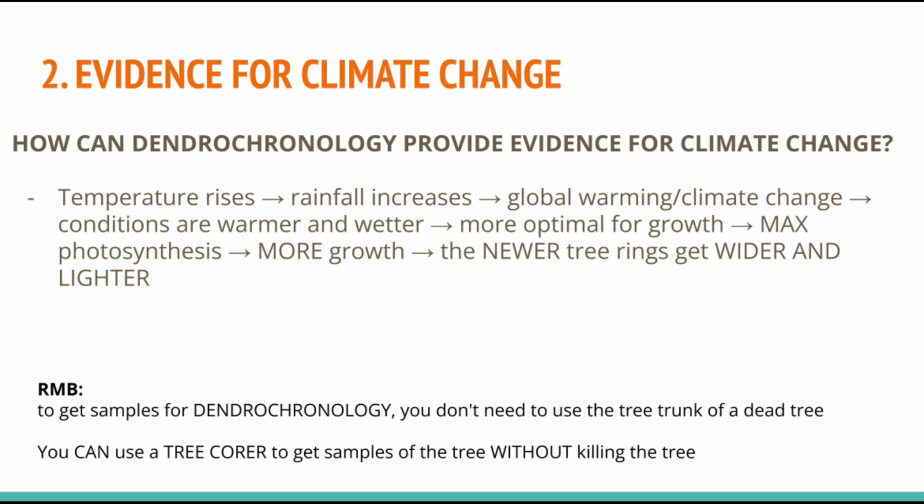So as temperature rises and rainfall increases, global warming and climate change occur and increase. So conditions are warmer and wetter, making it more optimal for growth. This means maximum photosynthesis, more growth. So the newer tree rings get wider and lighter. But to get samples for dendrochronology, you don't need to use the tree trunk of a dead tree. You can use a tree corer to get samples of the tree without killing the tree.